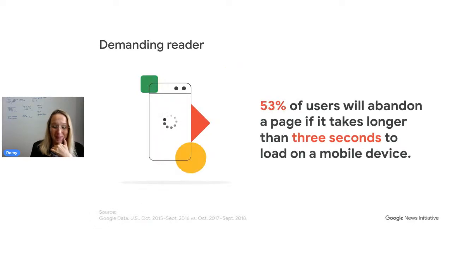We have a demanding reader. What does that mean? Who is a demanding reader? If we just read that, 53% of users will abandon a page if it takes longer than 3 seconds to load on a mobile device. I spoke about that in the last 2 slides. That's true. I don't know if you see, here in this graphic, this circle of death, when you see that and it goes on for 10 seconds, it's already okay. The page doesn't work. I don't want to use it anymore.